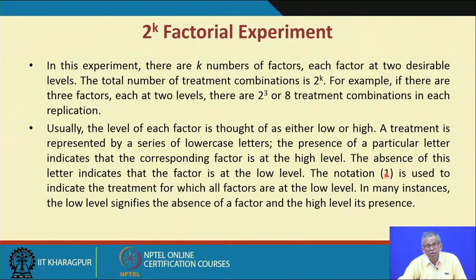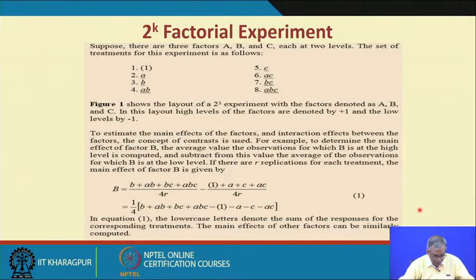It means that I am considering one treatment combination where all the three factors are at low level. In many instances, the low level signifies the absence of a factor and the high level its presence. Is it okay? Now here is an example. Suppose there are three factors A, B and C, each at two levels. The set of treatments for this experiment is as follows.